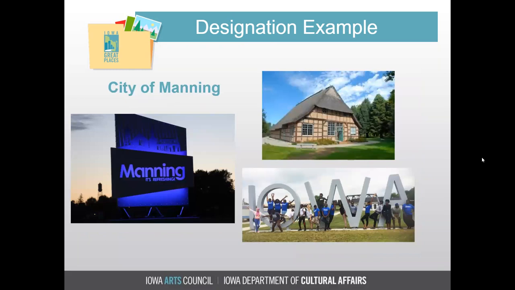Next, we'll go to Manning. Designated in 2014, Manning has continued to build upon its cultural assets and history through designations, from the Hausbarn Heritage Park to the iconic Iowa sculpture in Trestle Park.